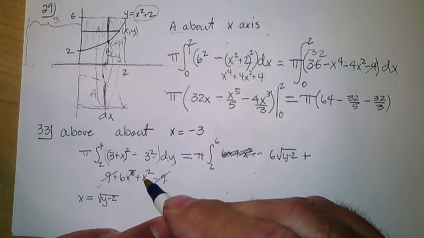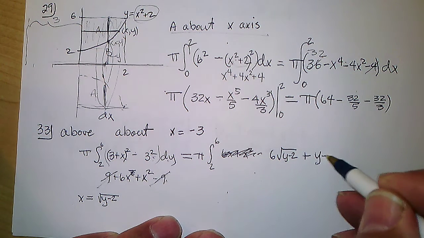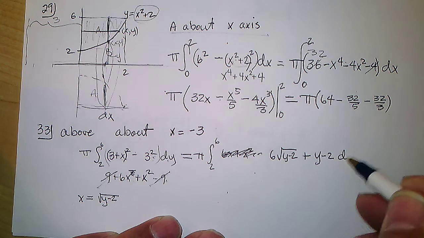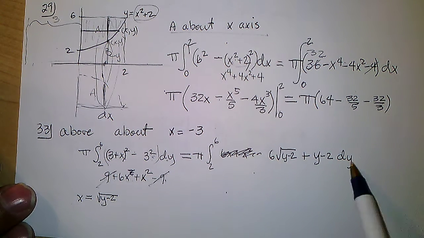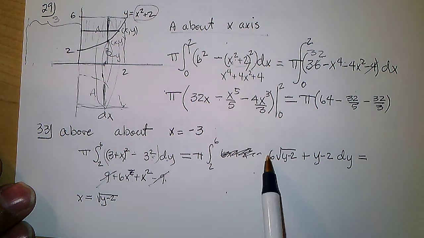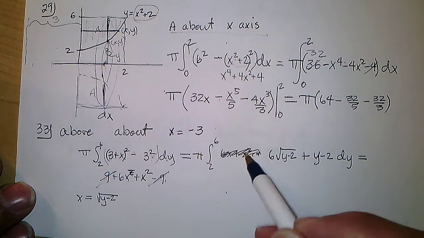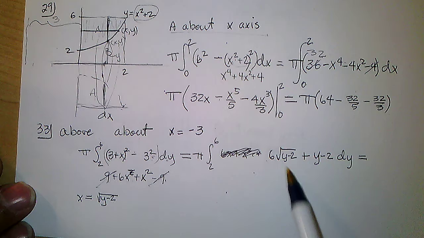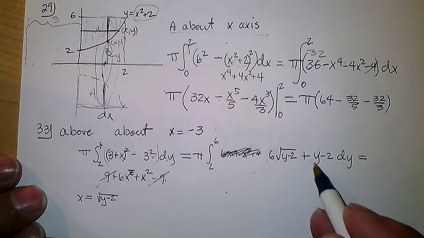Plus x squared. Well, x squared is y minus 2. Okay, now we finally got it set up. To do this integration, this one's easy, this one's easy, this one's a little bit more complicated. There's no minus there. Okay, this one's a little bit more complicated. So let's go through here and do these two first.